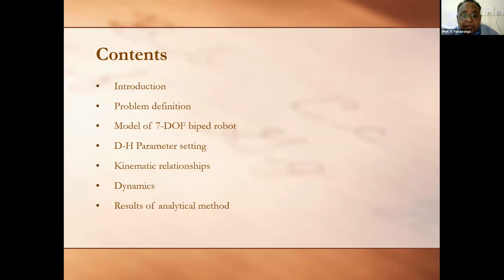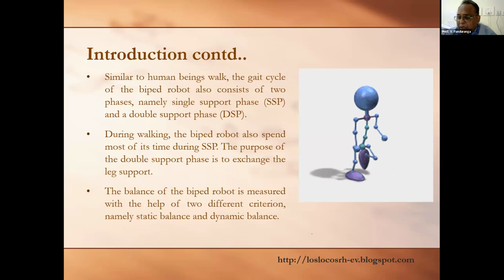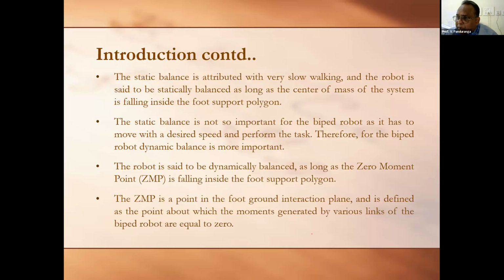So when the robot is walking, similar to how we human beings walk, whenever we walk, we maintain our balance and stability. Here also, balance is very important. There are two different types of balancing criteria as far as the biped robot is concerned: static balance as well as dynamic balance. When we walk, we go in a dynamically balanced state. Similarly, when the robot is walking, we expect to see it dynamically balanced.